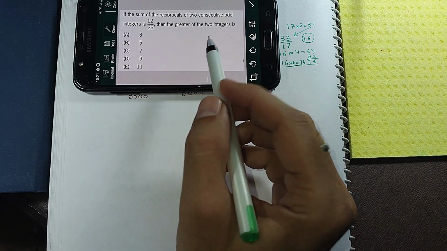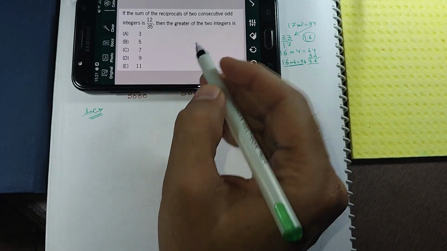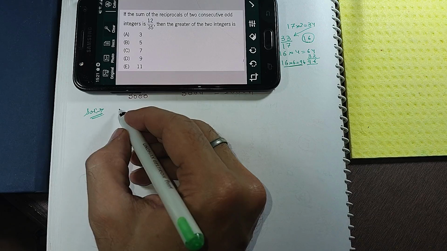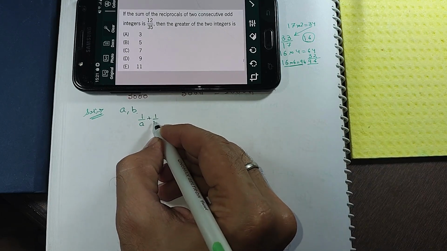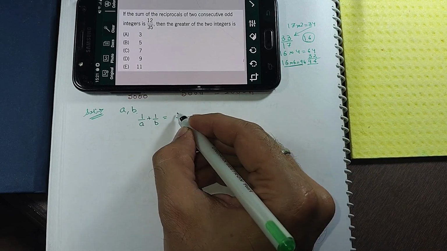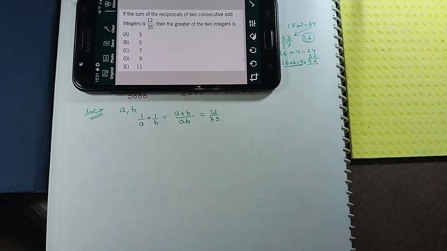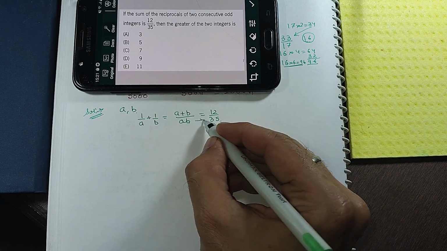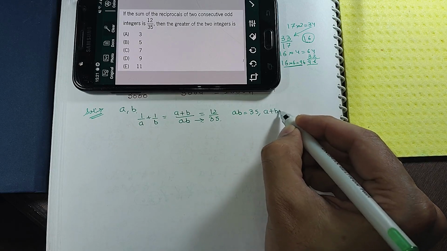If the sum of the reciprocals of two consecutive odd integers is 12 upon 35, then the greater of the two integers is. Now, let us suppose these two integers are a and b. Then it has been given that 1 by a plus 1 by b, or (a plus b) upon ab, is equal to 12 by 35. Now since these are odd integers, we have to take the combination in which ab should be equal to 35 and a plus b should be equal to 12.